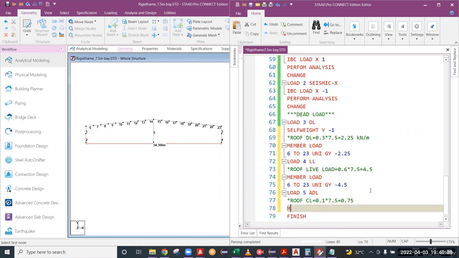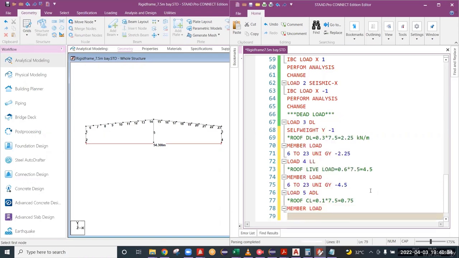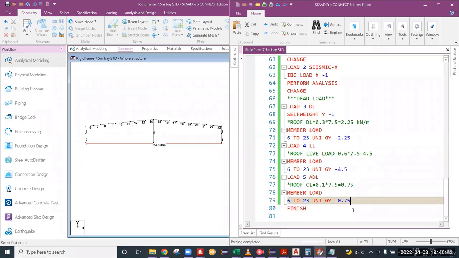The same thing, member load, 6 to 23 UNI GY minus 0.75. So you have completed the gravity loads here. So what is the load that remains?